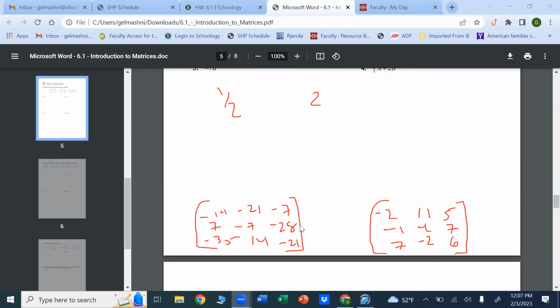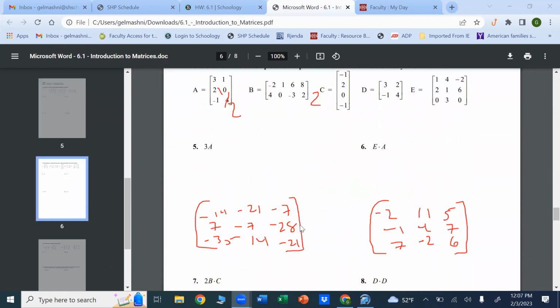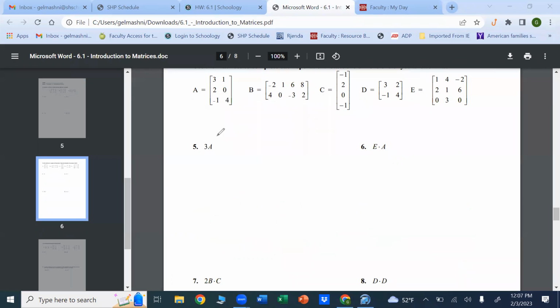Let's move on to the second page. Through 5 should be pretty straightforward. That's just straight up multiplication. You're multiplying by 3, so it's a scalar. So that's going to be, of course, 9, 3, 6, 0, -3, 12. Cool.